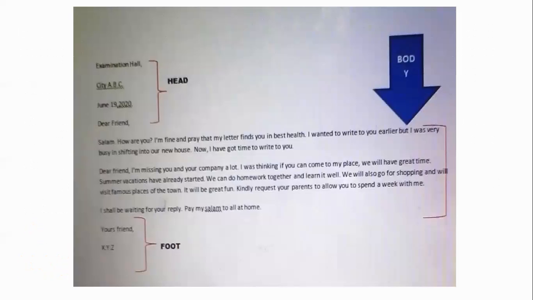I hope you are clear about what a letter is and how to write it. This is a picture representation of a letter divided into head, body and foot for better understanding.